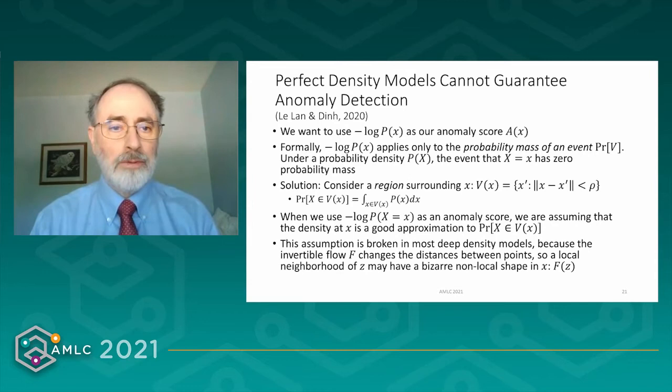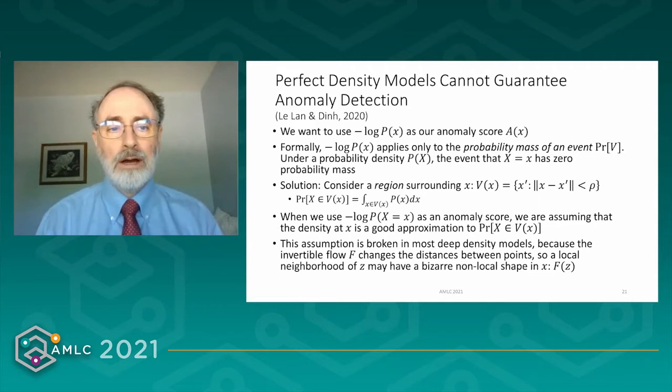But we want to use minus log p as our anomaly score, and we usually use just the density. We plug in the density here rather than computing an event. Whereas strictly speaking, surprise only applies to probability mass, and of course, a single point in the density has zero mass. So a solution, of course, would be to consider a region surrounding our query, say a ball of radius rho. And then we would want to know the probability that X belongs to that ball, and we could do that by integrating the density, obviously.